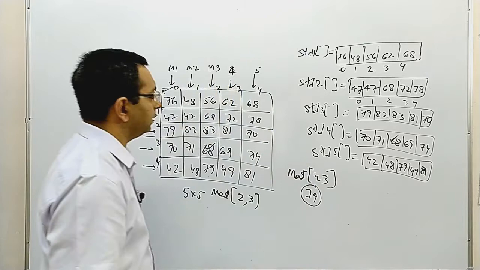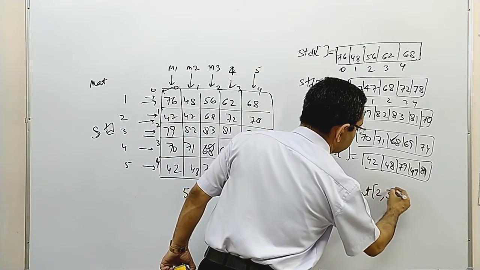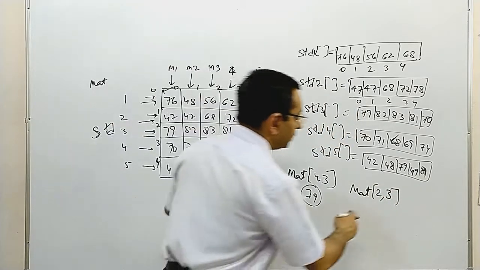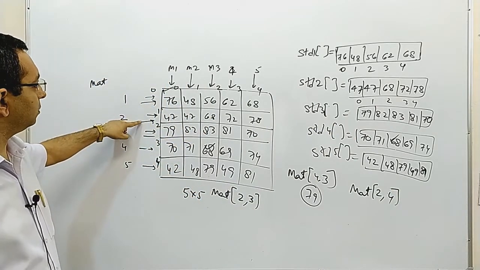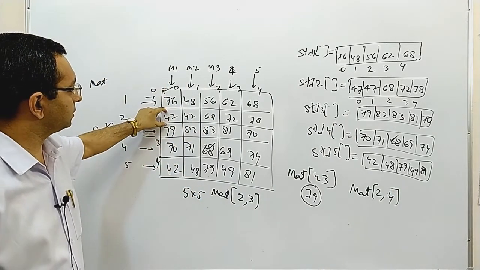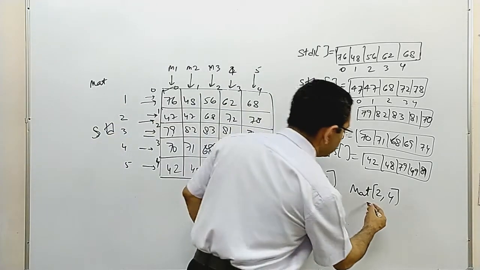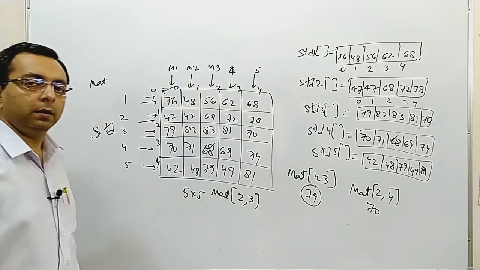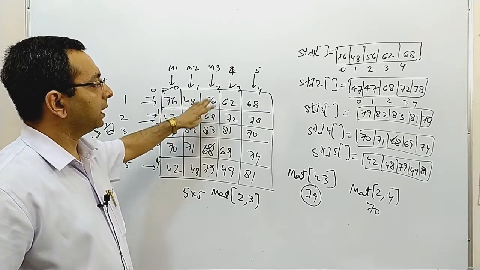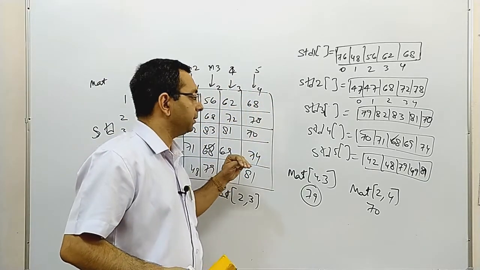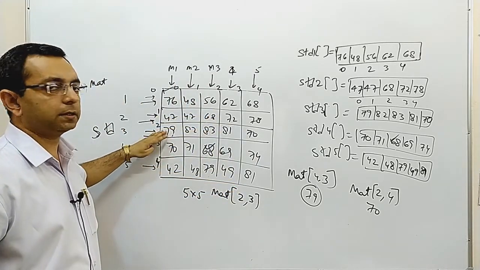Let's take one more example. Mat 2 3 we have already taken, so mat 2 4. That will be the second row, fourth element: 0, 1, 2, 3, 4. So the answer is 70. This is the concept of a matrix with index numbers, and how we can store and retrieve values. I hope the concept of this matrix is now clear to you.